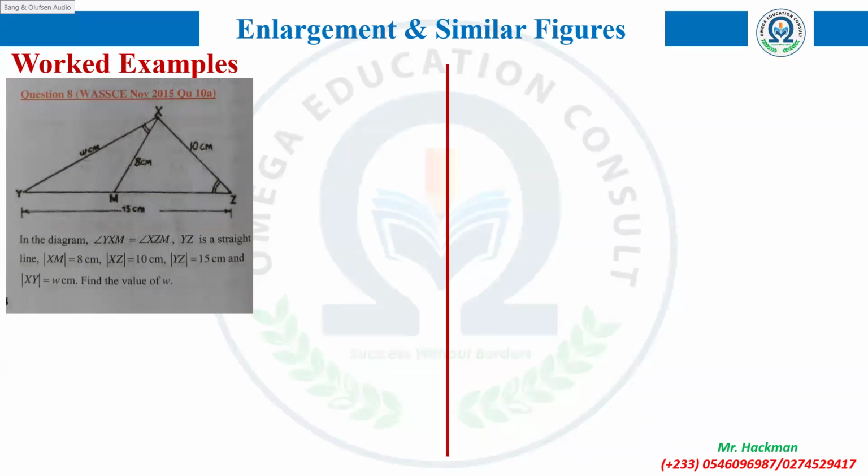In the diagram, angle YXM is equal to angle XZM. So obviously you can see, even if this statement is not there, by the nature of the arcs here, you should know that they are the same. Two arcs here, two arcs here. Is my point well made?